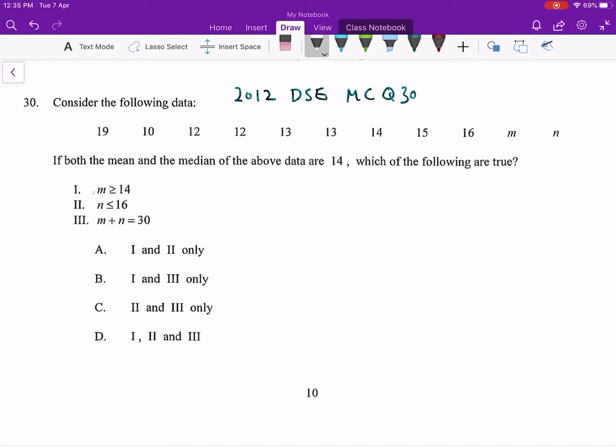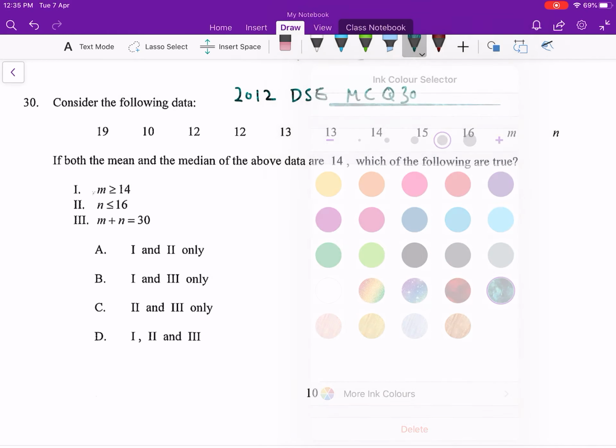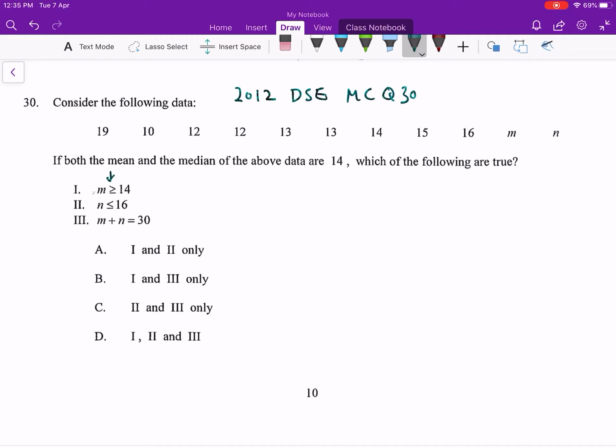So let's take a look at this question, 2012 DSE MC question 30. This is a statistics question that seems not really hard because it just talks about mean and median, but actually there will be some confusion for the students about the answer when there's an inequality right here. In this question I would like you to fully understand the meaning of the answer so that you can choose it right when you deal with this kind of question.